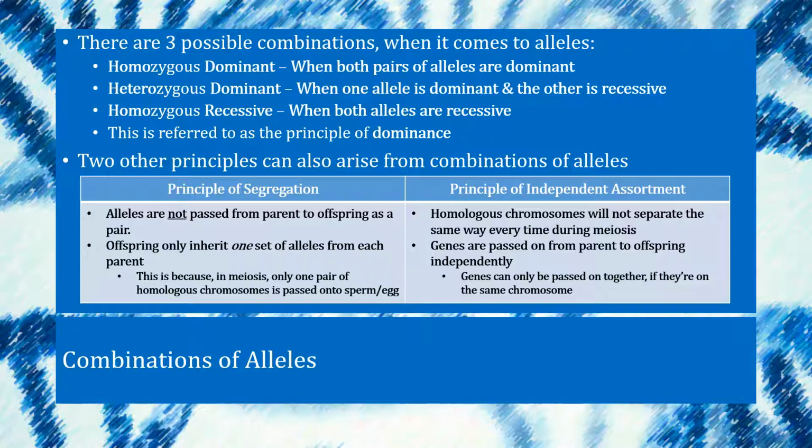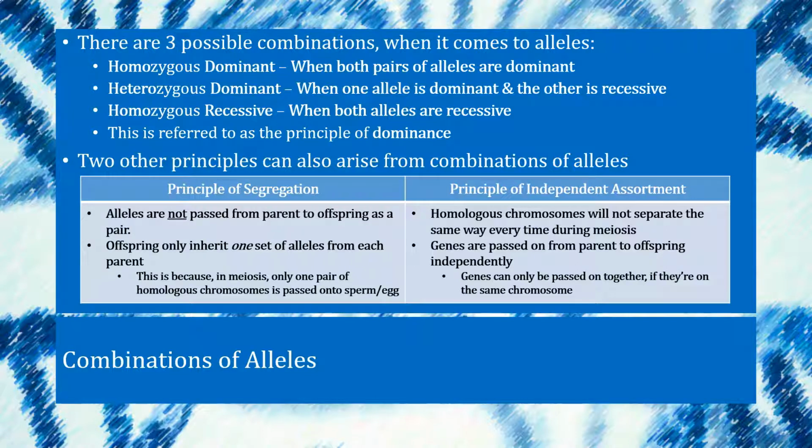Now, these three combinations can also follow two other principles. The second principle is the principle of segregation. Alleles are not passed from parent to offspring as a pair, which means the offspring can only inherit one allele from each parent. This is because in meiosis only one of each pair of homologous chromosomes is passed on to a sperm or an egg. Remember from last quarter that meiosis does 2 rounds of cell division without DNA synthesis in between telophase 1 and prophase 2.